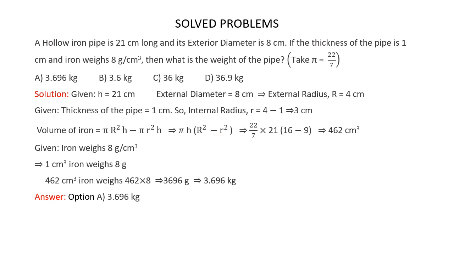Substituting the values of r, pi and h, we now have volume of iron is equal to 22 by 7 multiplied by 21 multiplied by 16 minus 1. On solving this, we get the volume of iron as 462 centimeter cubed.